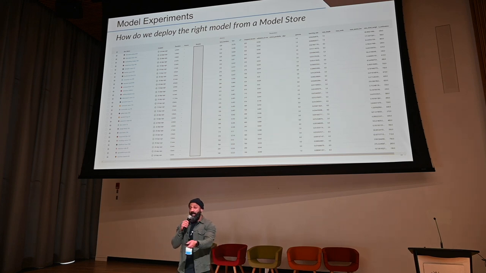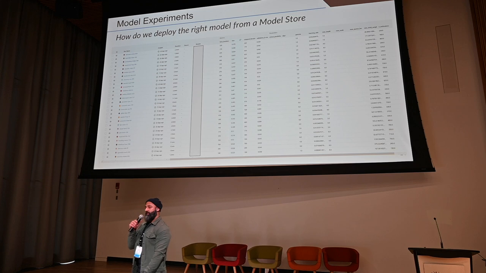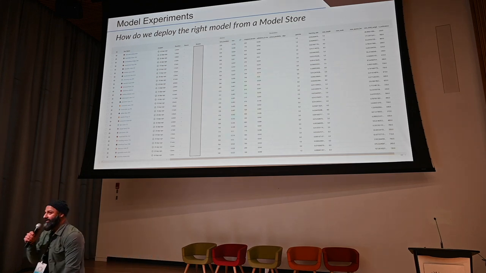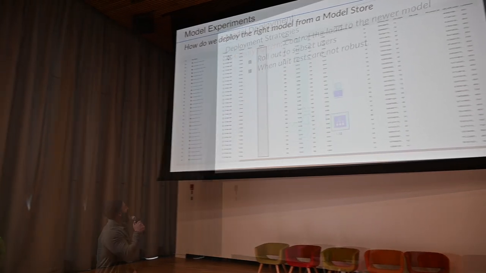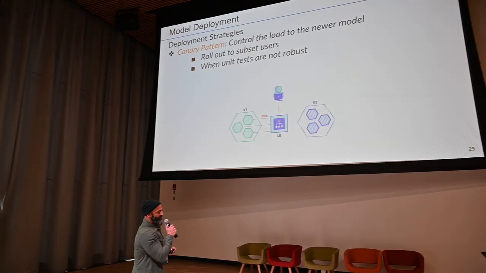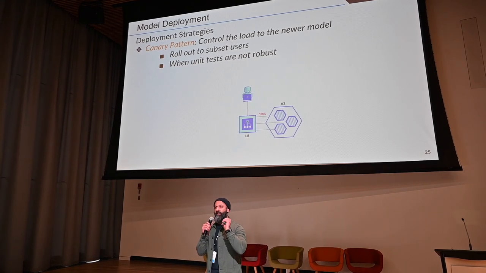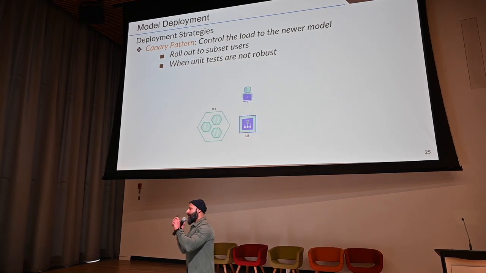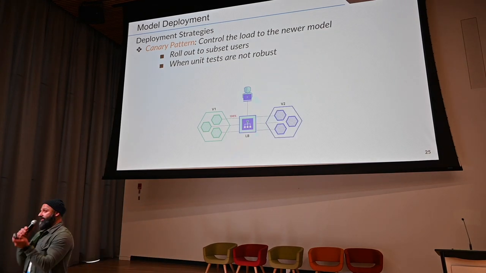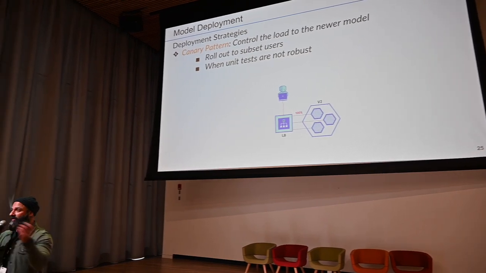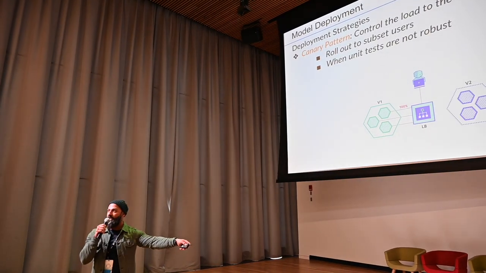Here's a sample of actual models that I've built. There's about 3,000 models in here right now. How much time does anybody have to go through 3,000 models in a model store? So what you do is, you basically build a deployment platform, and it's called the Canary Pattern. It's from software engineering. Again, MLOps, if you look at the very first chart, is a cross-section of essentially taking software engineering best practices, stealing a little bit from data science, stealing a little bit from data engineering, and putting it all together.